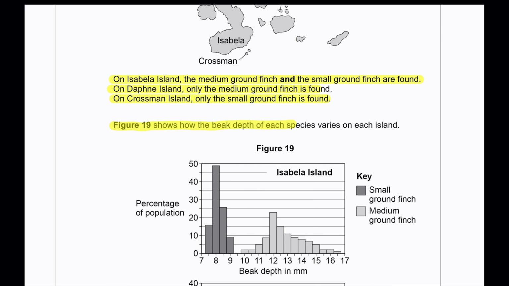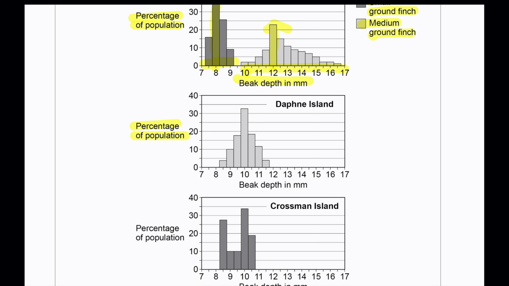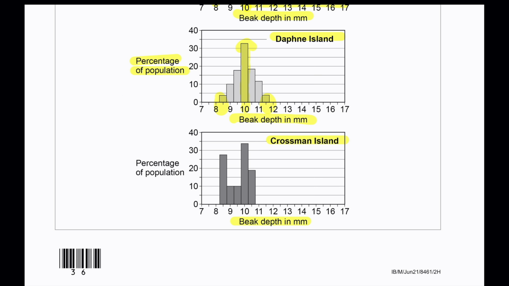Figure 19 shows how the beak depth of each species varies on each island. So we can see beak depth in millimeters and percentage of population. Small ground finch has a smaller beak depth, with 8 being the highest in percentage, and medium ground finch has a broad range of beak depth, with 12 being the modal class. On Daphne Island, 10 is the modal class, and it ranges from 8.5 to 11.5 or a little bit higher. Beak depth for Crossman Island ranges from 8.5 to 10.5, and we can see the highest is 10 and the second highest is 8.